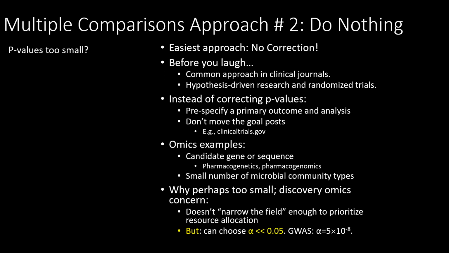However, it's important to note that no one says that you have to set your alpha at 0.05. You can set your alpha much smaller. And so it's common in the GWAS community to have their standard alpha be 5 times 10 to the negative 8. And so instead of doing multiple comparisons, they just at the outset set a smaller alpha and don't adjust.